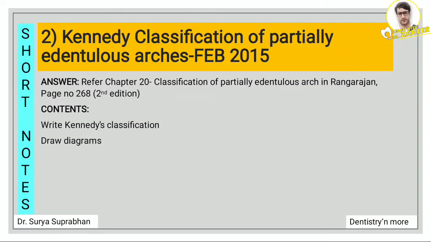Second question is Kennedy's classification of partially edentulous arches. For this you have to refer chapter 20, that is classification of partially edentulous arch in Rangarajan, page number 268. Explain about the class 1, class 2, class 3 and class 4 Kennedy classification with diagrams, and also mention that class 1, class 2 and class 4 are tooth and tissue supported prosthesis, whereas class 3 is fully tooth supported prosthesis, and also draw the necessary diagrams.